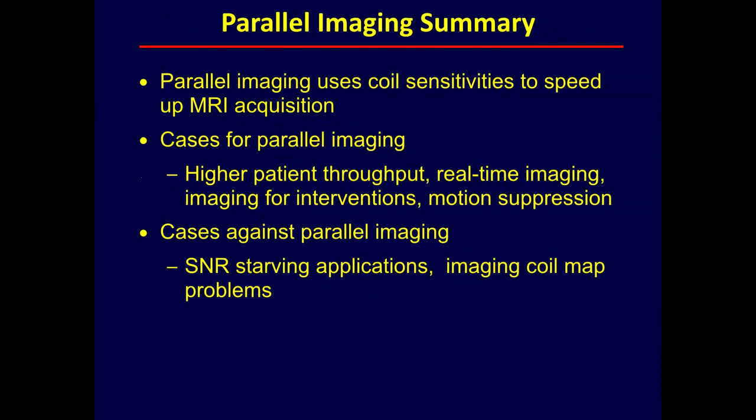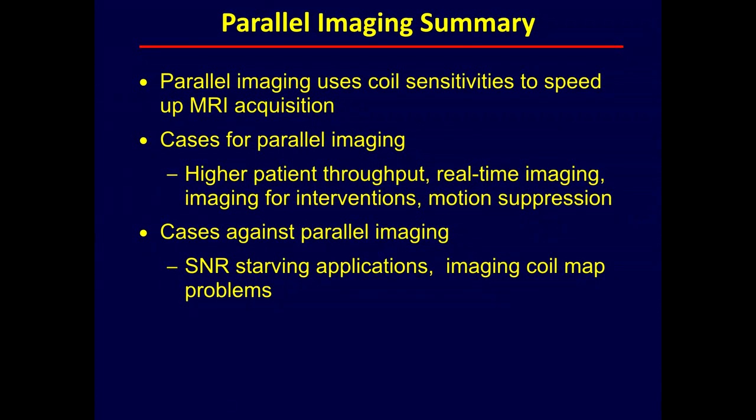But you have to think about the trade-offs happening in parallel imaging. You're trading image acquisition speed for SNR. You're losing SNR by doing parallel imaging, for example. So when you think about cases of parallel imaging, and what acceleration rate you want, you really have to think about what kind of application it is.